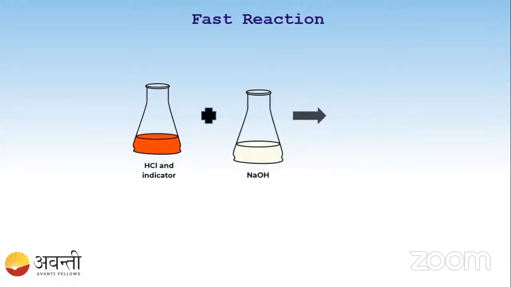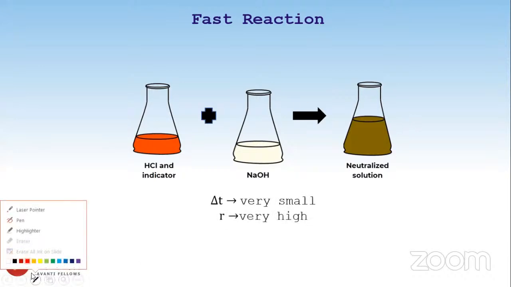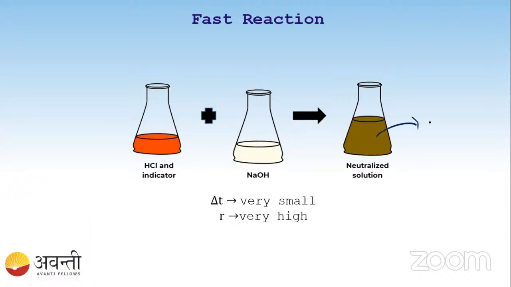Now, if I take a fast reaction, here HCl and an indicator. You can ask me, ma'am, HCl will not be in an orange color, but you are representing it with an orange color. See, here I have added HCl along with some methyl orange indicator, which is orange in color. After that, I'll be getting a neutralization reaction. You all know the result is the formation of NaCl along with H2O. You will be getting a neutralized solution.